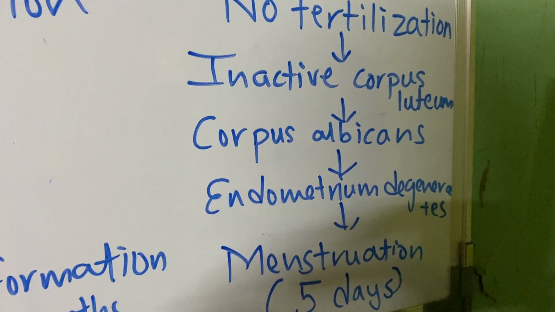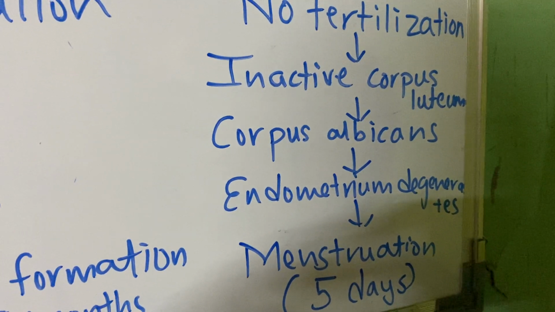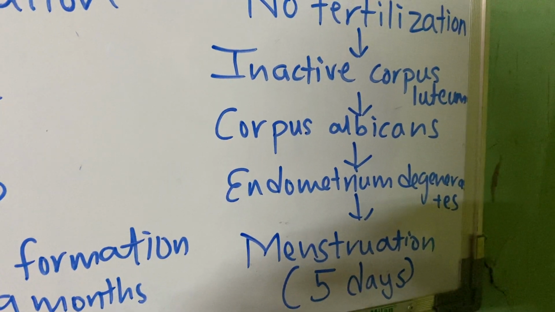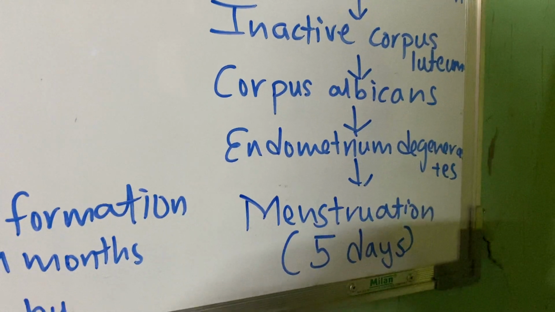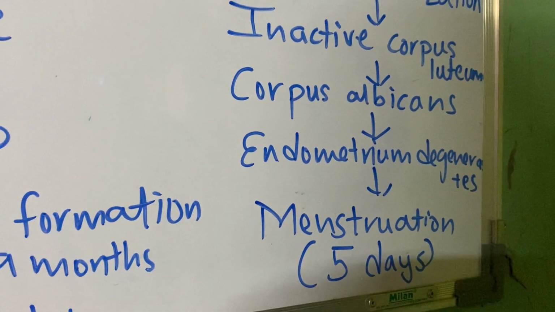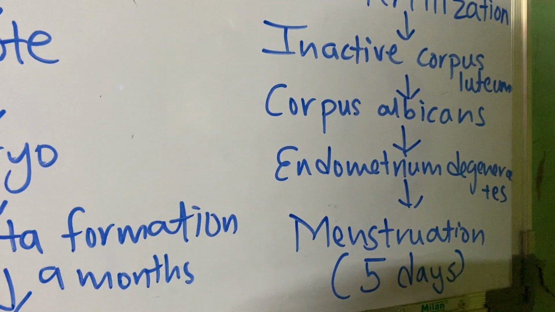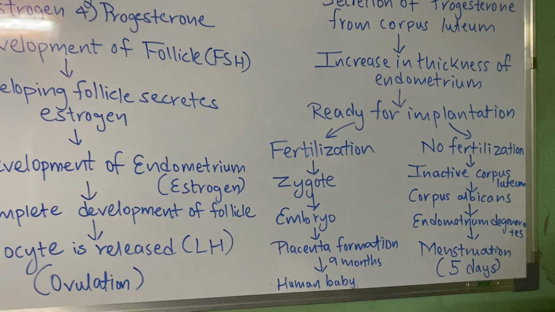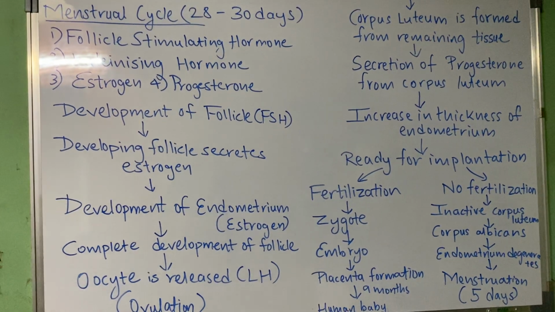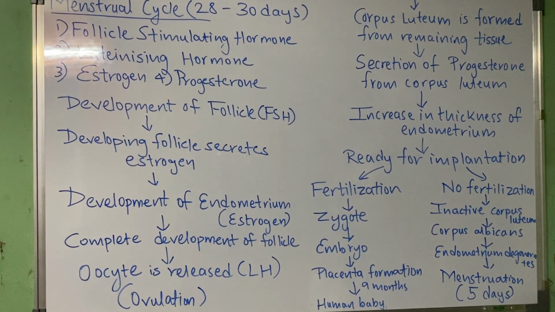As the endometrium degenerates, the inner lining of the uterus as well as the oocyte is discarded from the body, which we call menstruation, and it occurs for approximately 5 days. So this completes the entire menstrual cycle for the 10th standard SSC board.